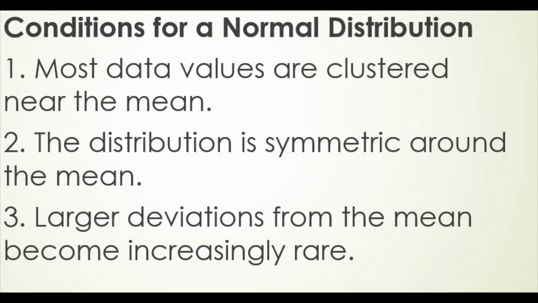And three, larger deviations from the mean become increasingly rare. So you get the little tail on both sides of the mean. As you get farther away from the mean, there are just very few values that are far away from the mean, and so it tapers off on either side into these little tails on both sides of the mean.